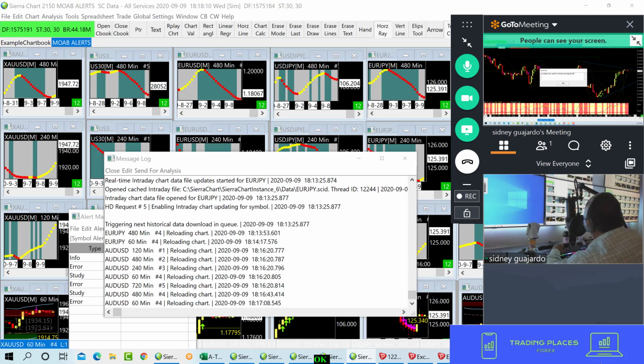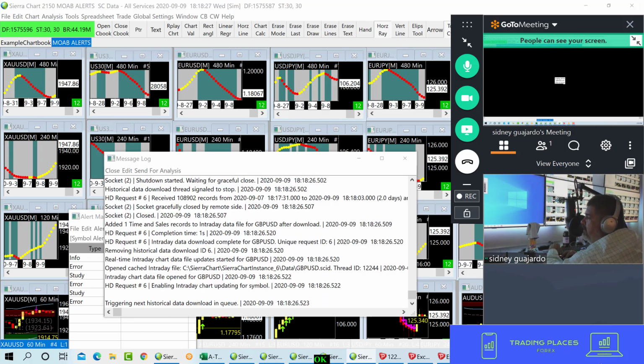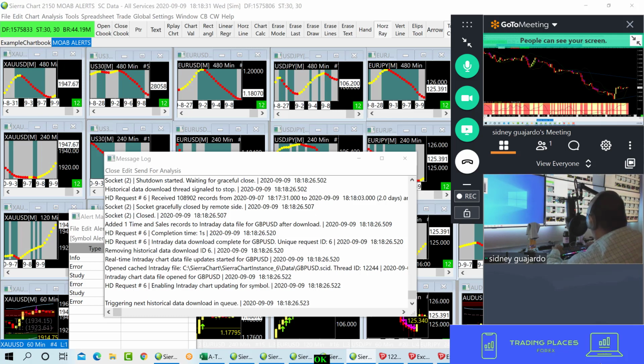Label it for today's date. Okay, very good. Next trade, the last one for today, pound dollar. All right, let's go to the 480, see what's shaking over there.